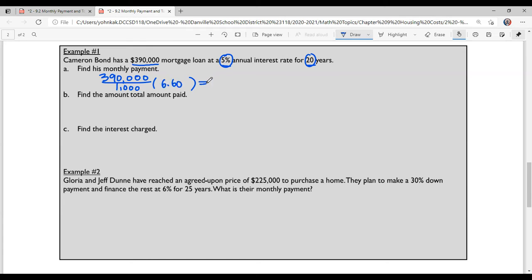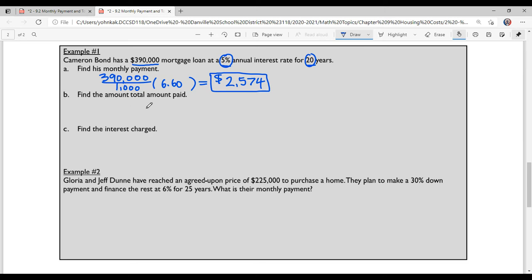So now if I multiply these values together, I get a monthly payment of $2,574. That's really expensive. I mean, you are purchasing a $390,000 house, so paying back $2,500 a month shouldn't be that bad.